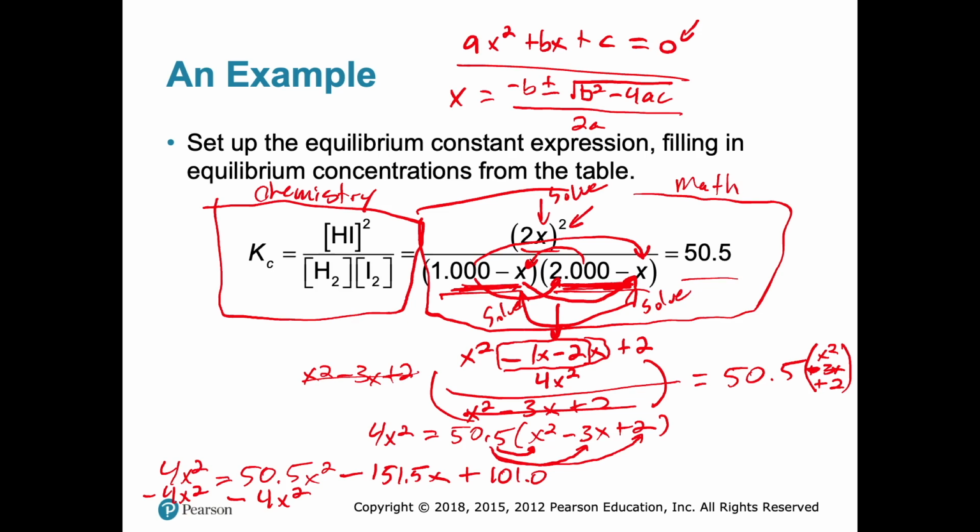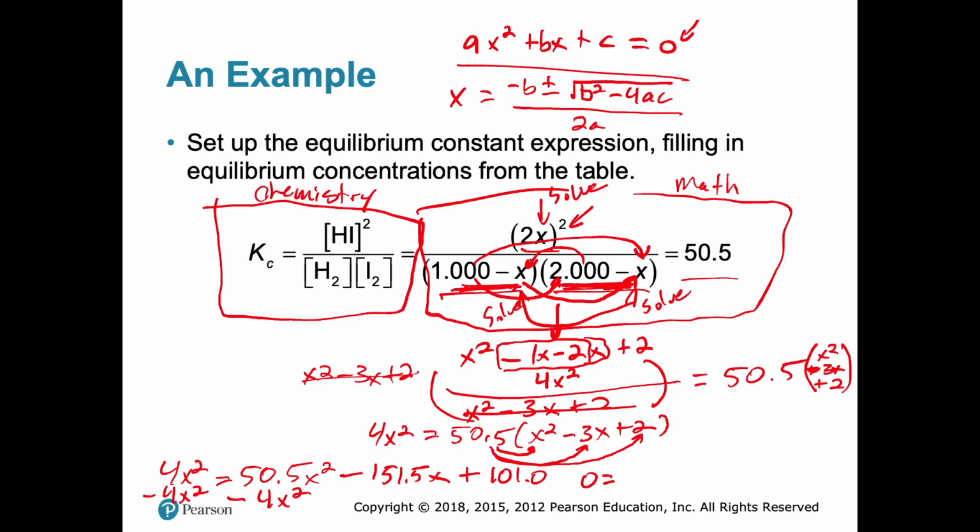We subtract both sides. That makes it so this side over here equals 0 already, right? I'm running out of room, so I'll just write it over here. So the left side now equals 0, right? And now the right side equals what? What is 50.5 x squared minus 4x squared? 46, exactly.